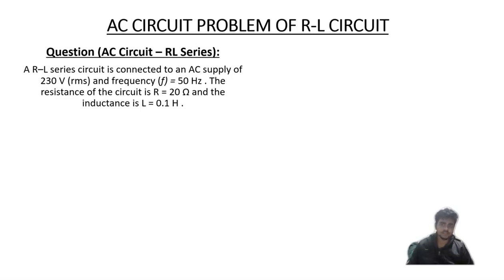An RL series circuit is connected to an AC supply of 230 volt RMS, frequency 50 Hz, and the resistance of the circuit is 20 ohm and the inductance is 0.1 Henry.